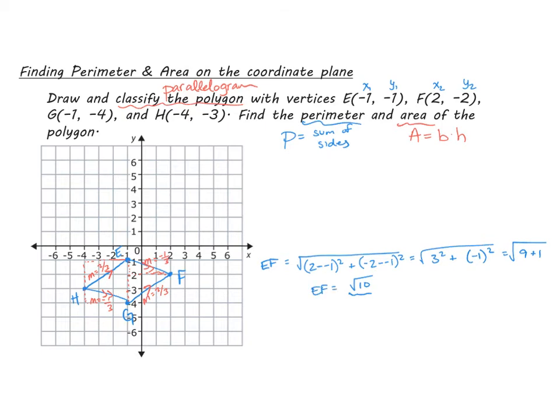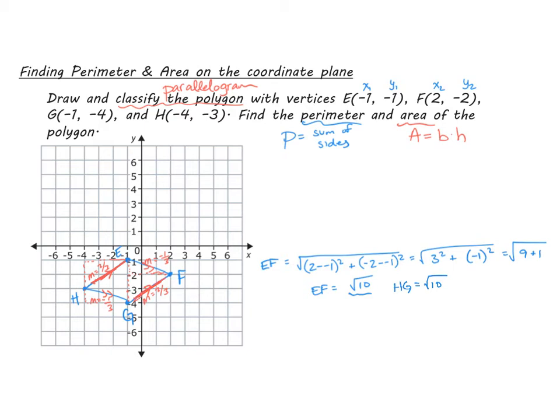And since EF is equal to the square root of 10, that means HG, the opposite side, is going to be equal to the square root of 10. Cool. Now I've got to find out the length of the other two sides. So I'll find out the length of HE and GF.